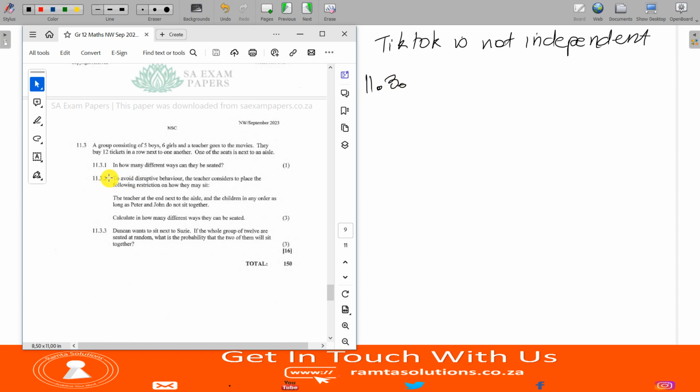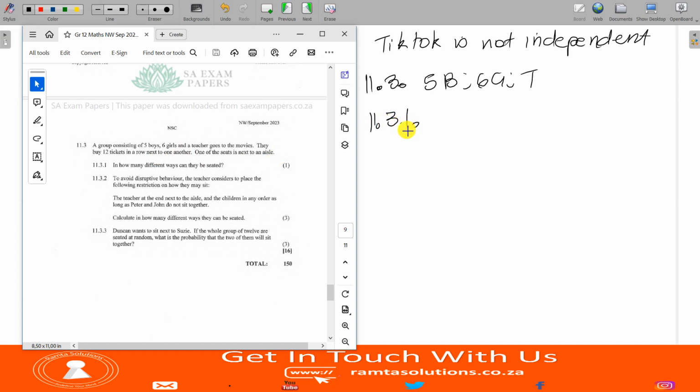11.3 says a group consisting of 5 boys, 6 girls, and a teacher goes to the movies. They buy 12 tickets, indeed the total is 12, to sit in a row next to one another. One of the seats is next to an aisle.